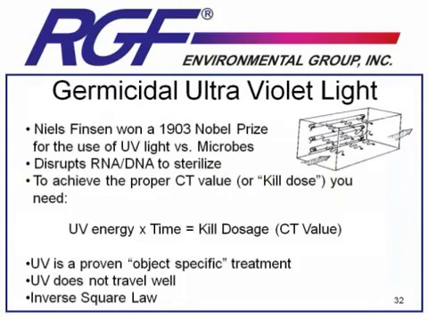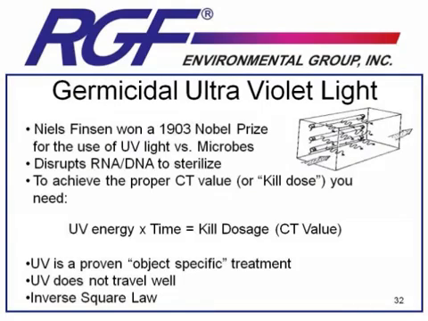The first of these technologies we're going to examine is germicidal UV light. Niels Finsen won the 1903 Nobel Prize for demonstrating that UV light can be effective at sterilizing microbes. It does this by taking 254 nanometer wavelength light, shining it on a microbe, and disrupting the RNA or DNA, sterilizing it, eventually killing it off.